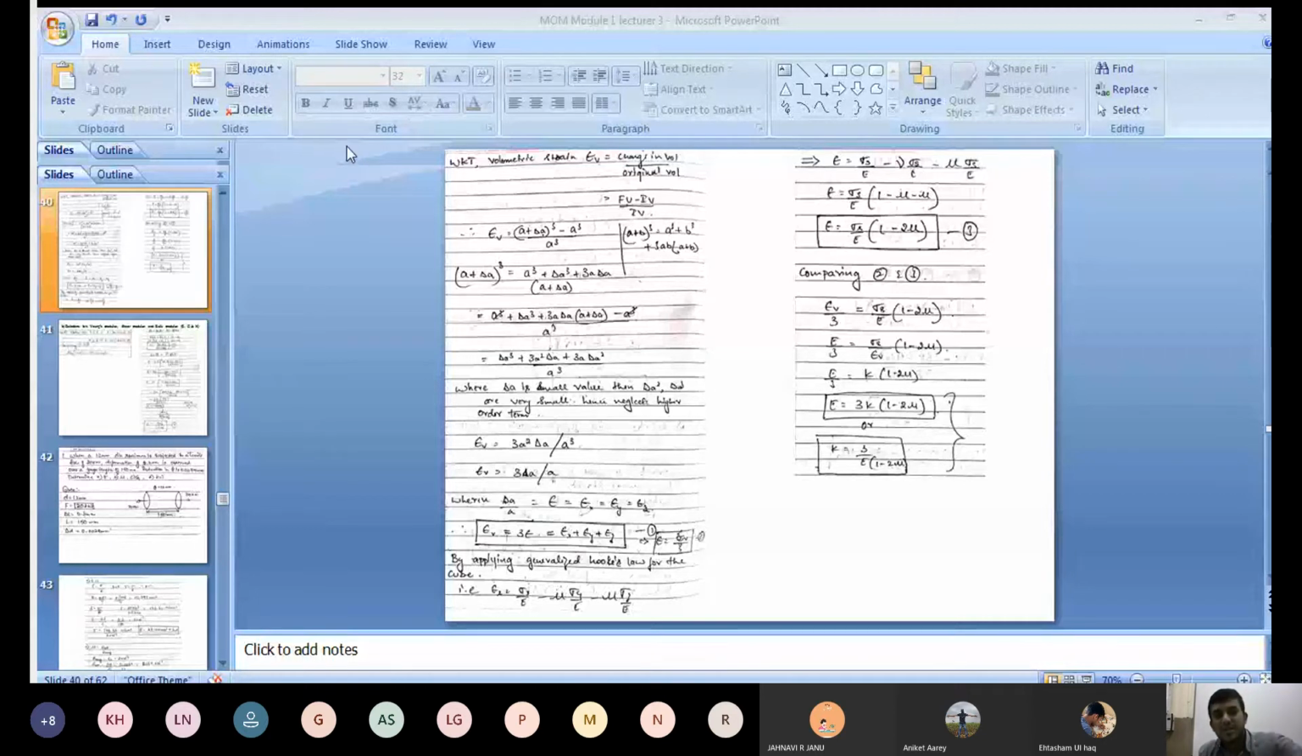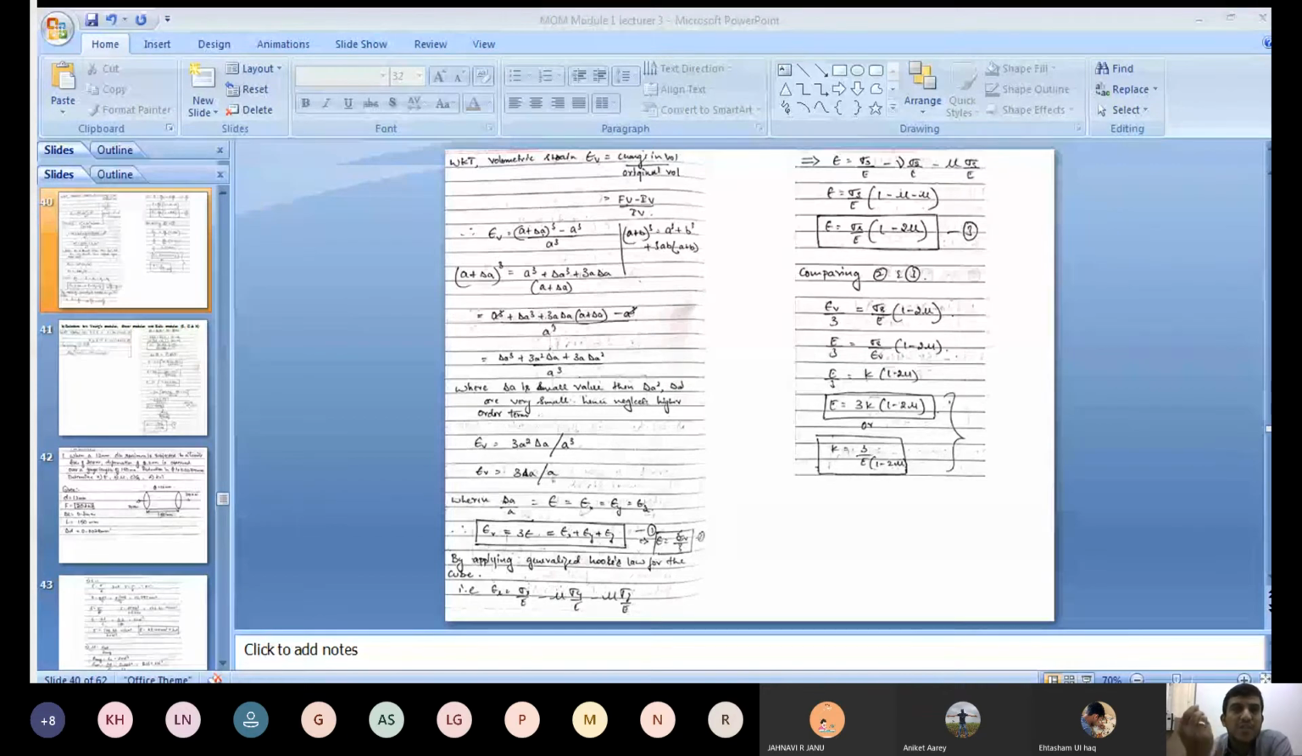Now expand the numerator term, A plus delta A whole cube. How do you expand it? With the A plus B whole cube formula. What is the A plus B whole cube formula? A cube plus B cube plus 3AB into A plus B. So epsilon V is equal to A cube plus delta A whole cube plus 3A into delta A into A plus delta A minus A cube, divided by A cube. A cube minus A cube gets cancelled. Now finally we get this term. Again, delta A is a very small element, so delta A square or delta A cube becomes very small.